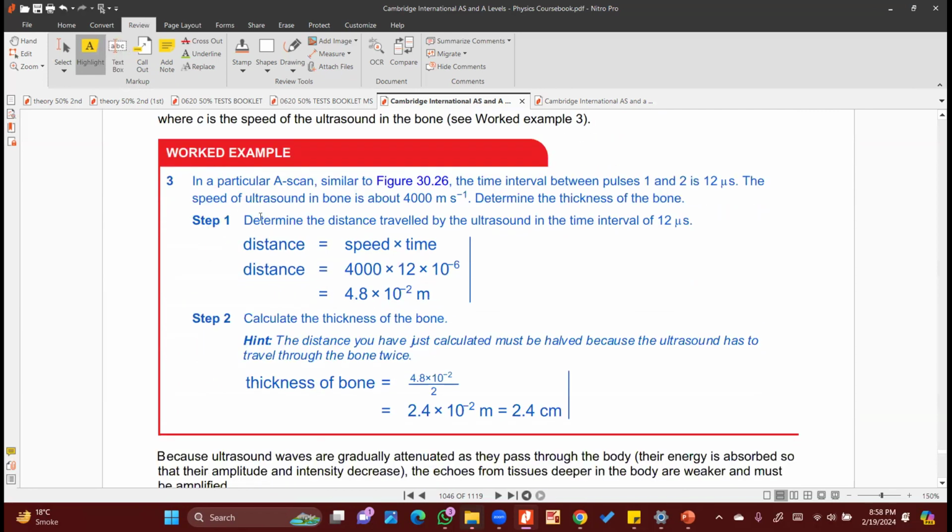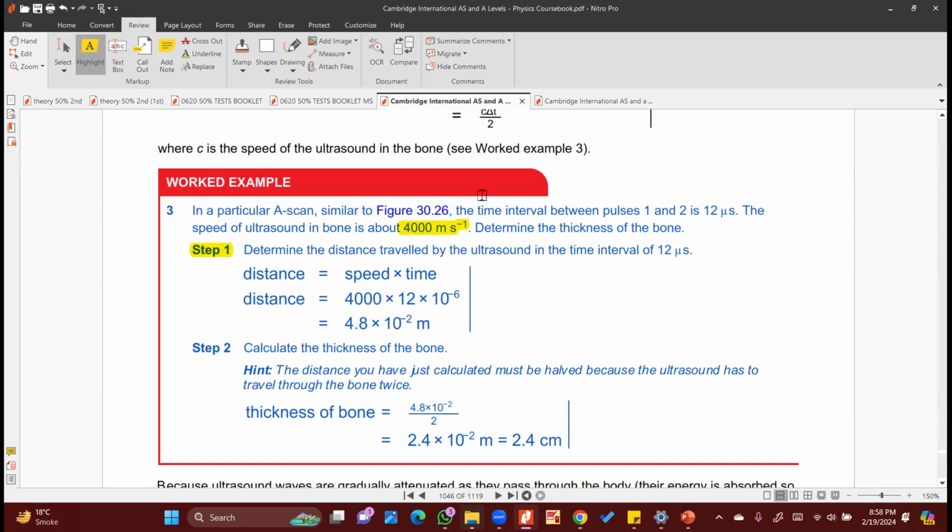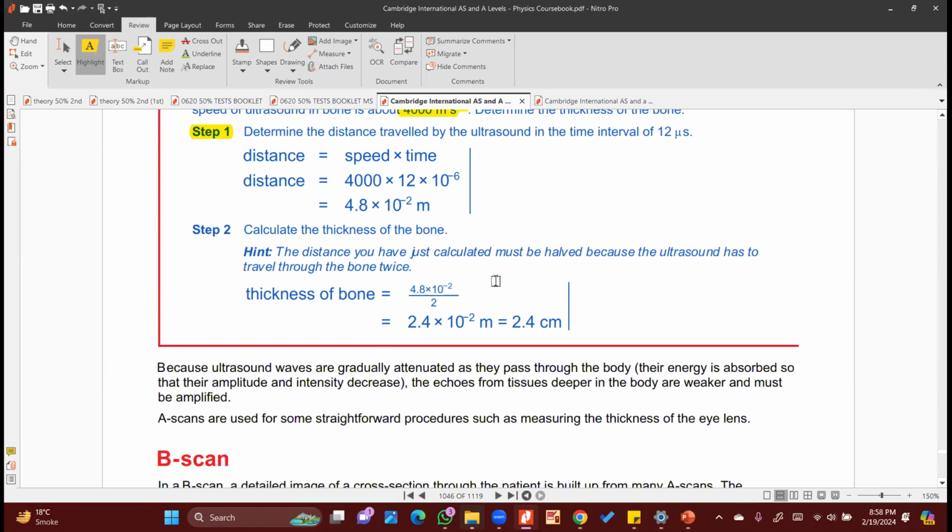Now he has solved an example here. In a particular A scan similar to figure 30.26, the time interval between pulse 1 and 2 is 12 microseconds. The speed of the ultrasound in bone is 4000 meters per second. Determine the thickness of the bone. So using the formula c into delta t divided by 2, we calculated the thickness.